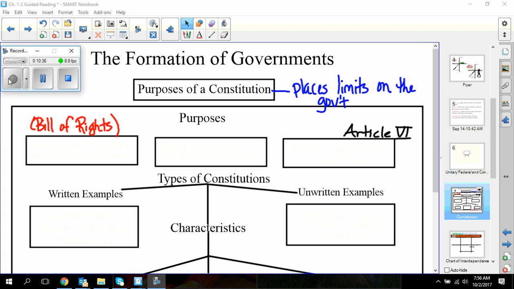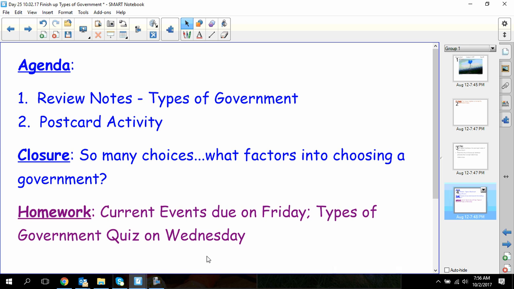Mrs. Meester is going to hand out a postcard activity. It's a worksheet that you are going to complete. It asks you to read a little bit about each government and decide which type of government it is. There's so many choices, so I want you to talk also a little bit about what factors into choosing a government. Why does a government choose a dictatorship over a democracy? Remember that on Wednesday there will be a quiz, basically kind of just a matching kind of thing with these different types of government. But please look at the examples as well. So it will be kind of a test on what kind of government does the United States have and so on.